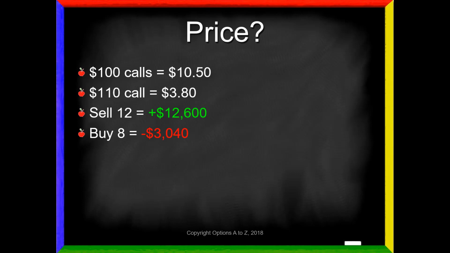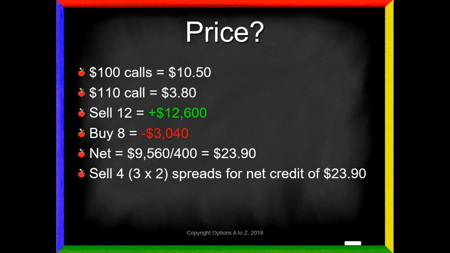The net credit between those two is $9,560. But we have to divide it out among our 4 spreads. And because each spread controls 100 shares, we have to divide that $9,560 by 400. And that gives us $23.90. That's your limit order. So the final order would look like this. We're placing an order to sell 4 3 by 2 spreads for a net credit of $23.90.